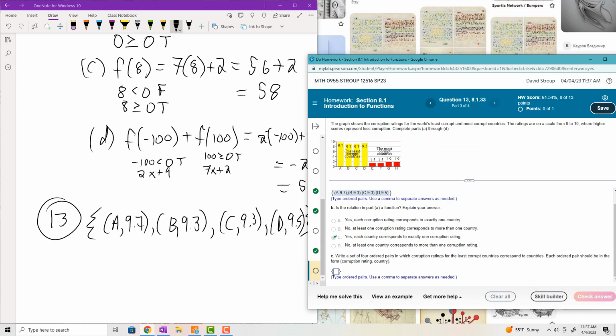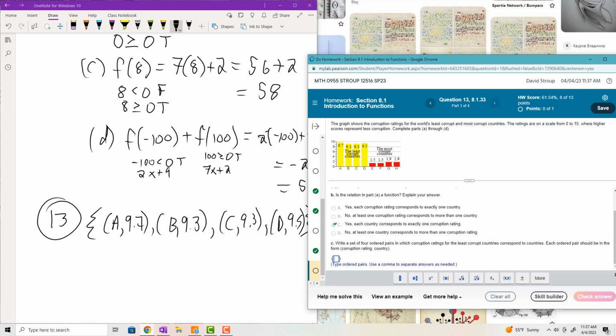Now they want you to flip it, right? They want you to put the corruption rating first and then the country. So we could just kind of cheat and look off of what we already wrote and reverse the coordinates. So we have 9.7, comma A, then 9.3, comma B. I keep putting spaces in there. I don't think it matters if you put a space or not, but I don't want to find out and have to rewrite it. Then 9.3, comma C, and 9.5, comma D.